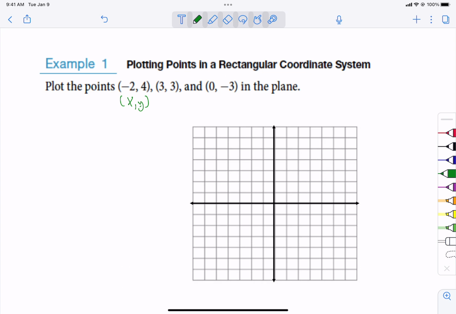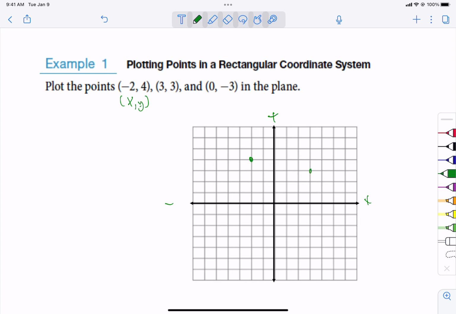For the x, if we are going in the negative direction, we are going to go left. So negative 2, 4 takes us into the second quadrant because we're going to go left and then we're going to go up. So negative 2, 4 goes to the left 2 and up 4. Now, if they gave those a name, say, a capital letter, make sure you place the capital letter next to it. If they gave it a lowercase letter, give it a lowercase letter next to it. And then 3, 3, positive. So you're going to go 3 to the right and up 3.